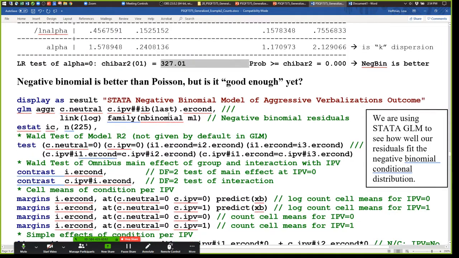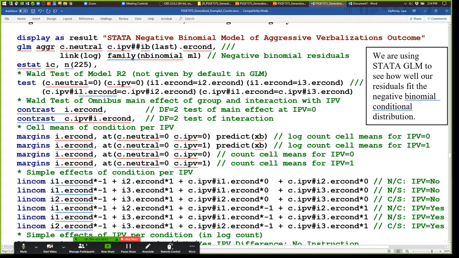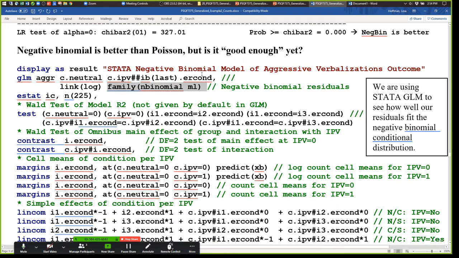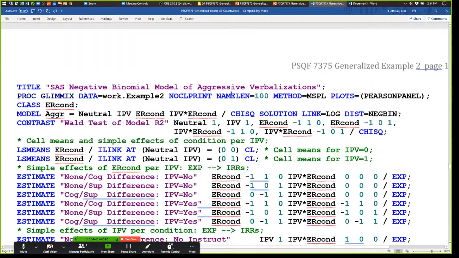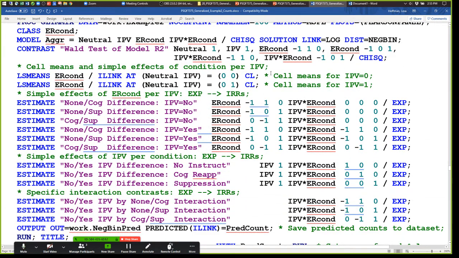So now that we know that we need it, I'll switch back to GLM so that I can see how well it fits in an absolute sense. Still in the log link, still predicting the log of the expected count, but now family is negative binomial. The ML means that you're letting it estimate the k stretchy factor as opposed to putting a value there yourself. In SAS, this version gives you exponentiated versions of the slopes, either E form or IRR. Those are effect sizes in an odds ratio type metric. And link equals log and dist equals negbin in SAS.